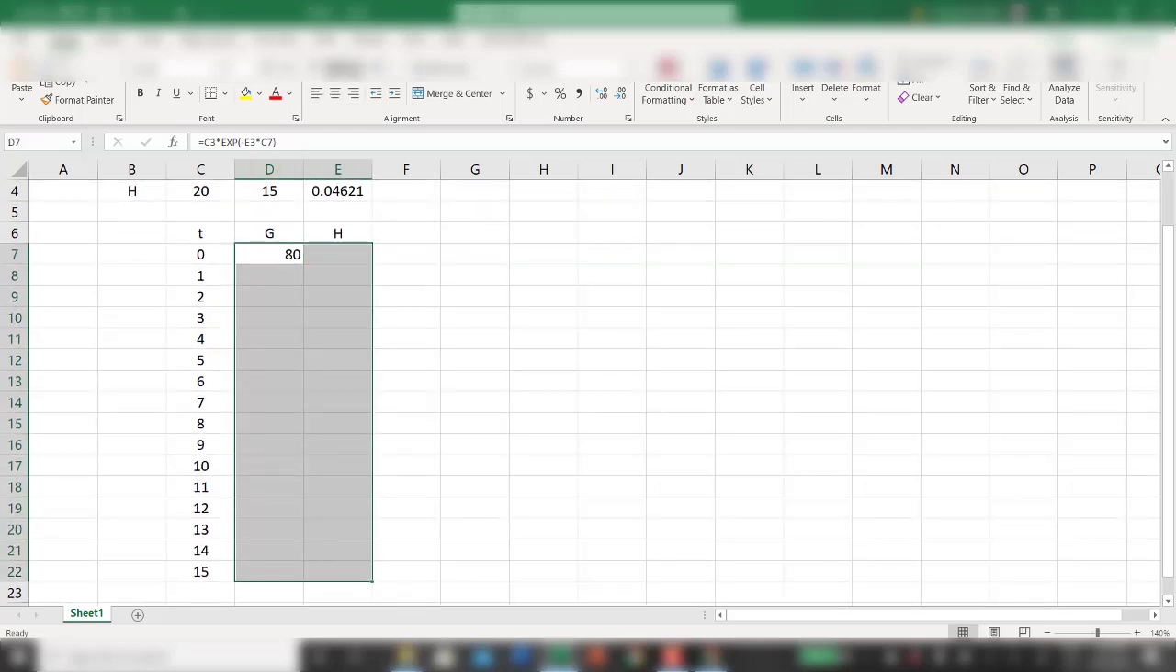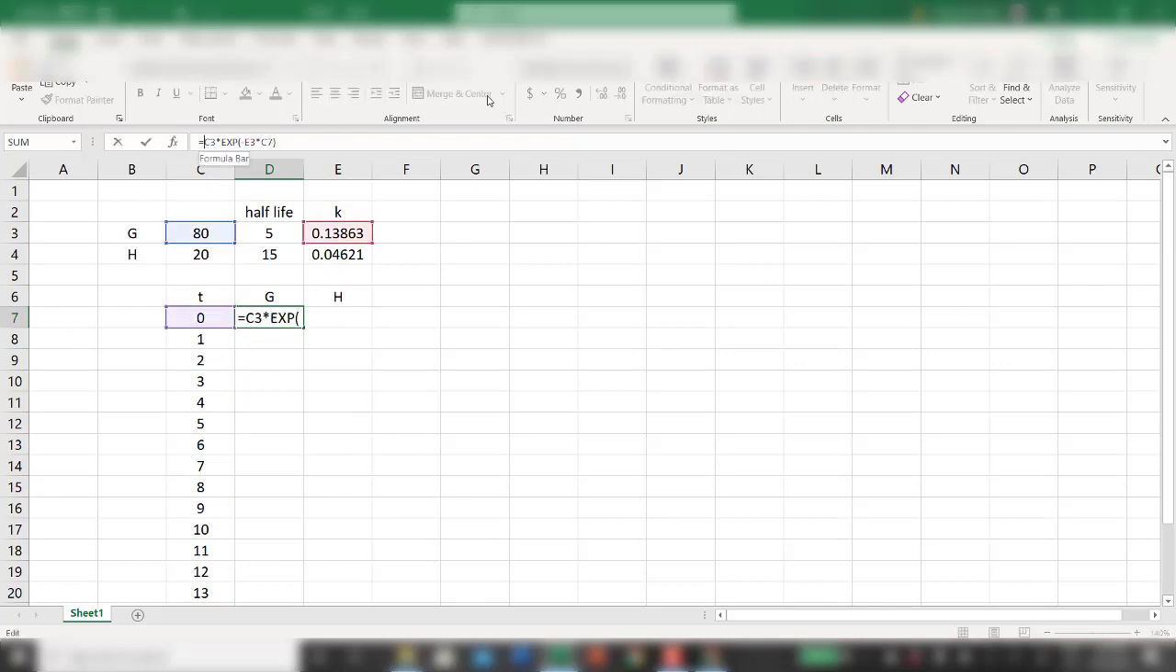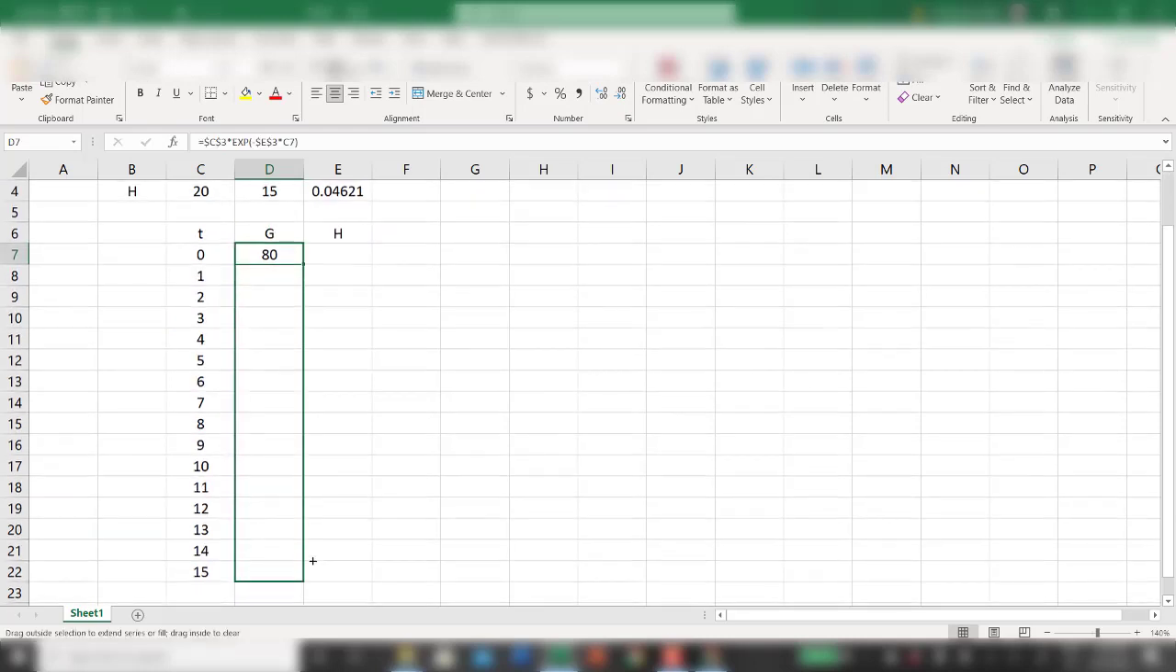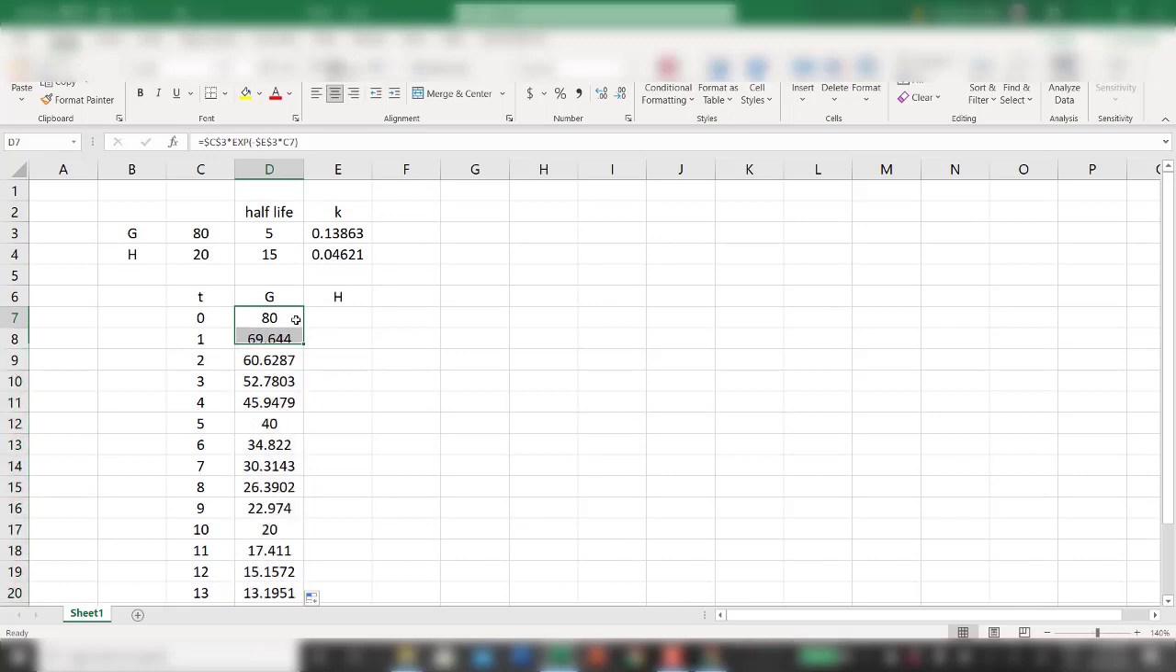All right, so I'm going to get, obviously, the original value, but I'm going to change the formula a little bit because you know that the original concentration or original amount is actually a constant, so I'm just going to make it a constant, and the rate constant is a constant as well. So I'm going to just drag it down to this. So this is what I'm going to get, and then I'm going to use the same formula.